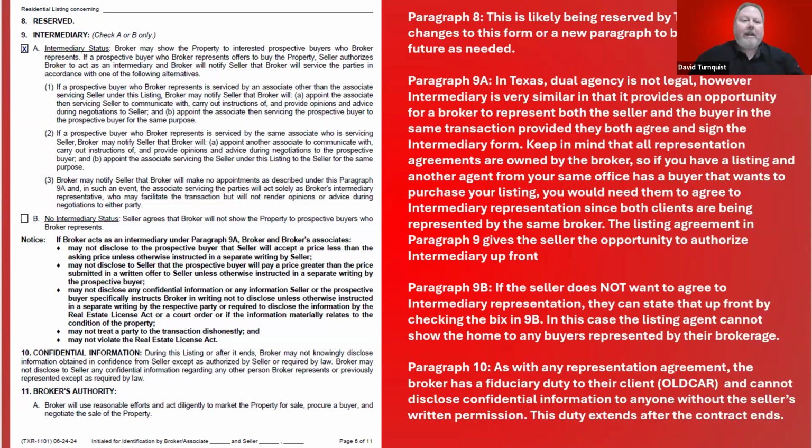Okay, paragraph 9, intermediary. In Texas, we do not recognize dual agency. It's not legal. You cannot represent the buyer and the seller at the same time in the transaction.